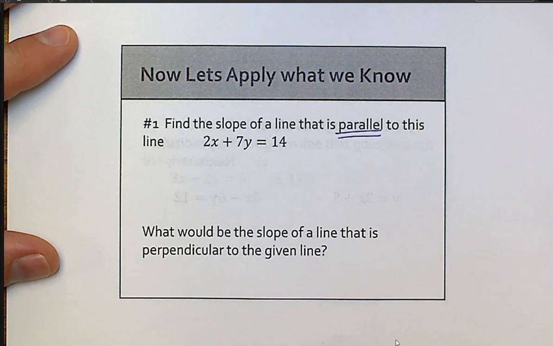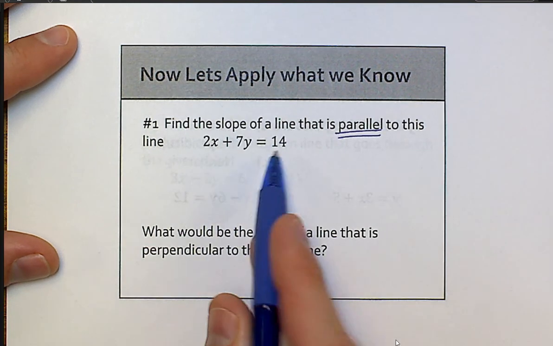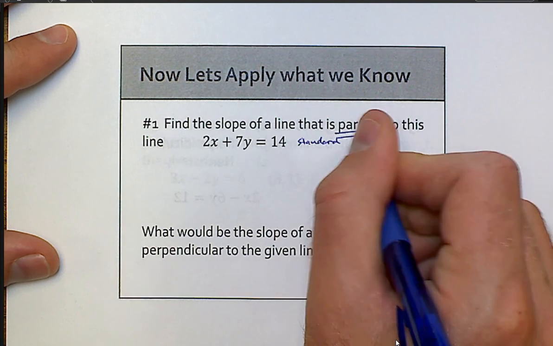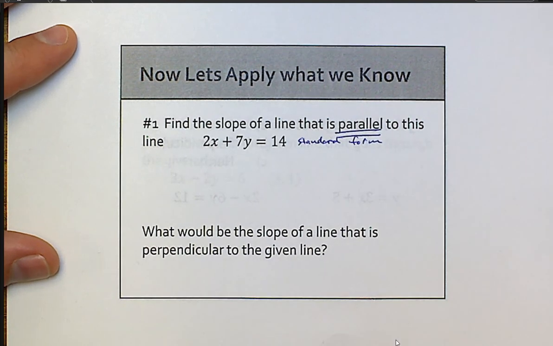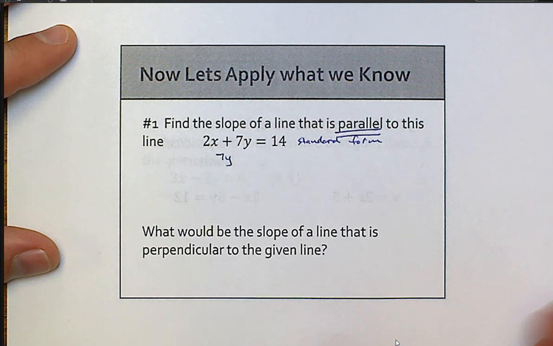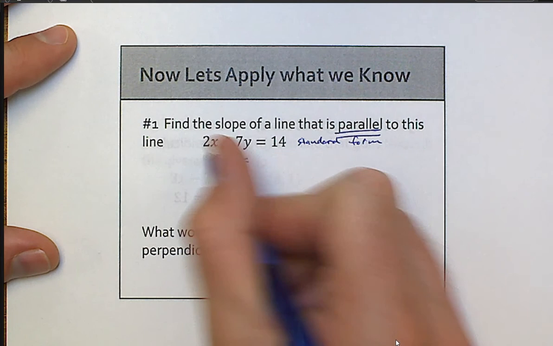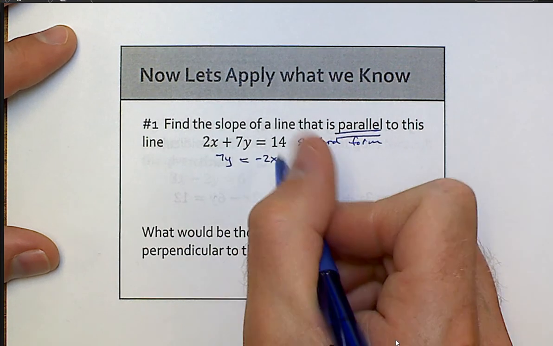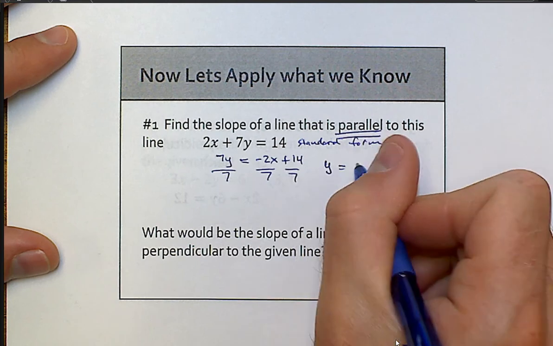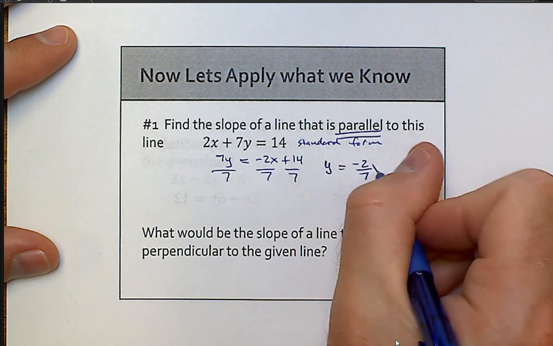Well, if you notice, this is in standard form. Hopefully you recall standard form. I'm just going to write it. You don't have to know that for this, but it's good to know that that's in standard form. What I would do is put this in slope-intercept form, which is y equals mx plus b. So I would subtract the 2x to the other side, plus 14, and divide everything by 7, and I'd have y equals negative 2/7 x plus 2.